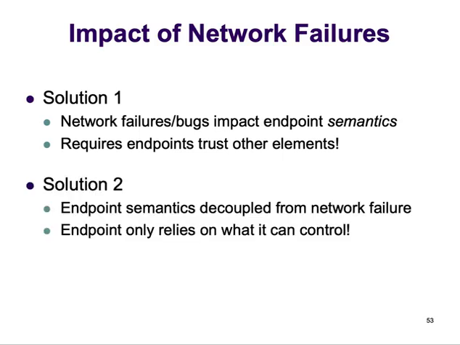In solution 2, the endpoint semantics, however, are decoupled from the network failure. The network can still fail. It can still corrupt bits. But when it does that, it doesn't lead to incorrect behavior at the application layer. Instead, host A is only relying on the fact that it has a correct implementation. It is possible that host A has a buggy implementation and it got the wrong checksum and accepted it. But you brought on your own failure in some sense, or you relied only on your own implementation being correct.